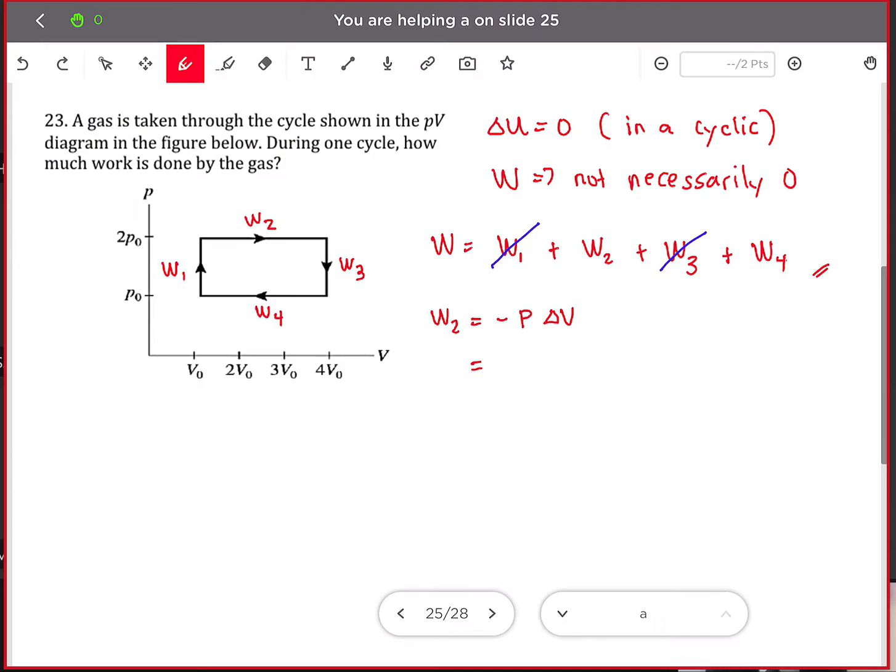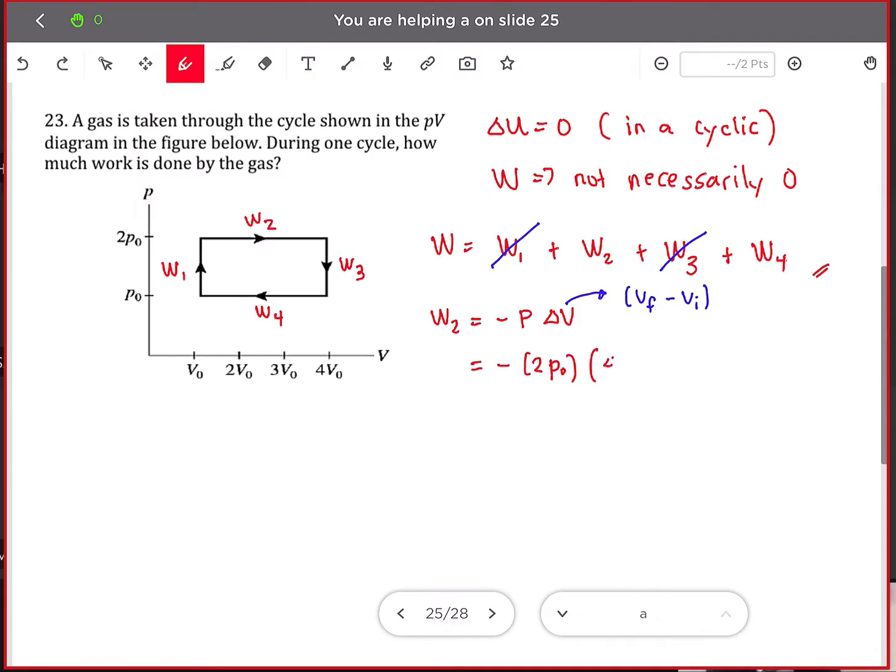So that's not Pa right there. It's 2 P sub O. So in fact, we will have negative 2 P sub O. Now, our delta V, remember that our delta V is just going to be equal to final volume minus initial volume. So what is our delta V? It's gonna be 4 minus 1. Okay, it's not 4 minus 1, but rather 4 V O minus V O. I would like to be very clear with that.